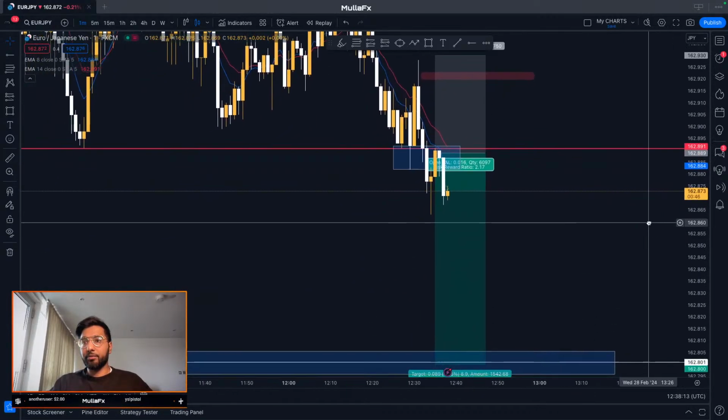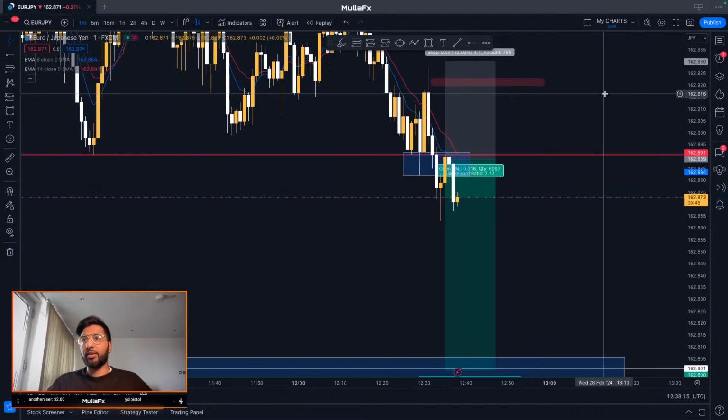Right here. There we go. This is what we want to see. This is how we want to see the market, guys. What do you guys think? Will we be profitable? We saw a clear break. We saw that clear retest. We bought on the retest.